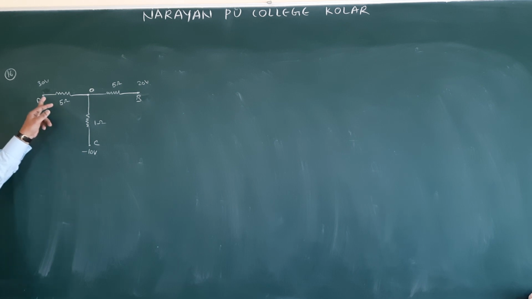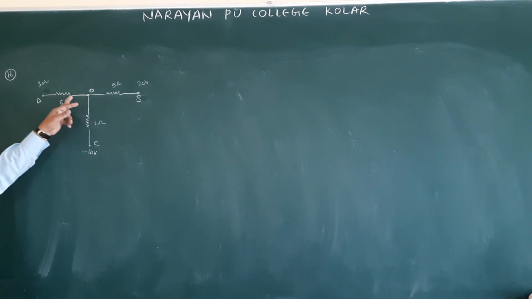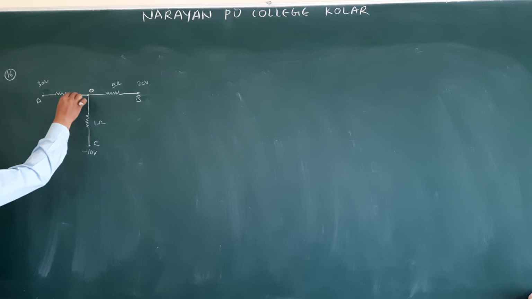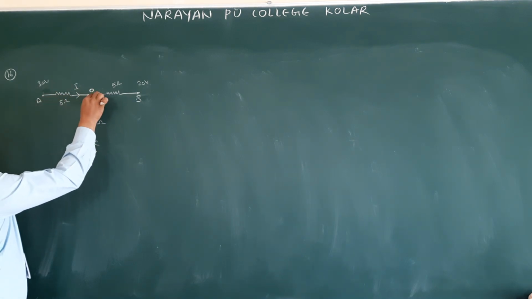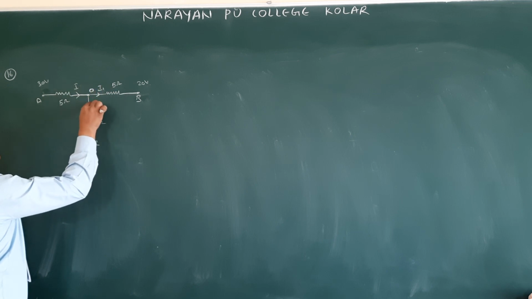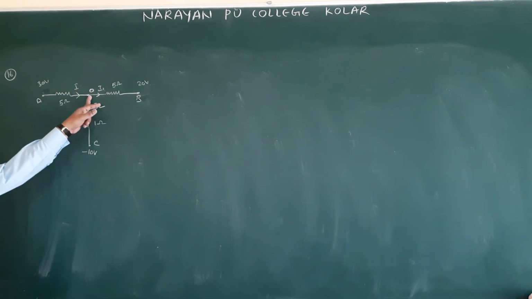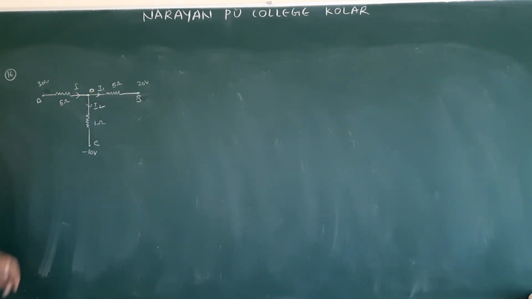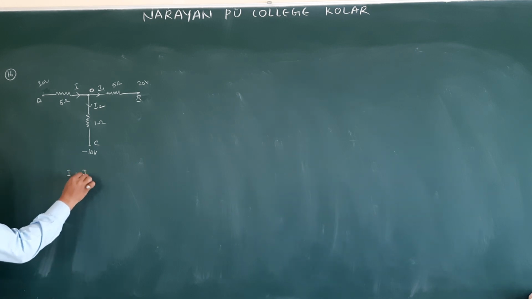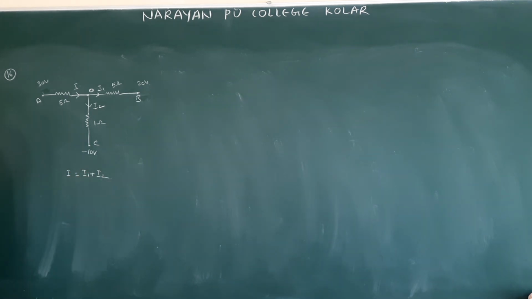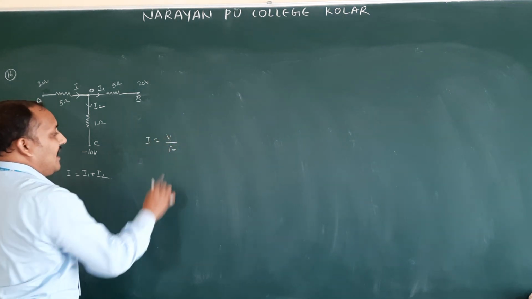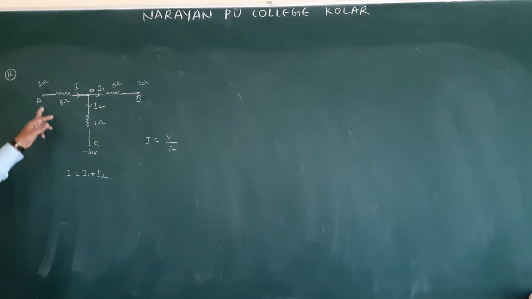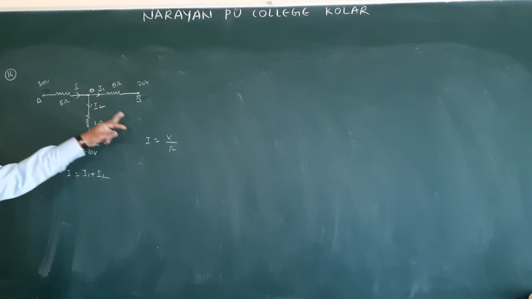Here 5 ohm is the resistance. Whenever a potential difference is applied, some amount of current flows, which is I. Entering the junction, we take I1 and I2 as the branch currents. Kirchhoff's first law can be applied at the junction: I = I1 + I2. What is I? I = V by R, meaning change in potential, VA minus V0 by R.